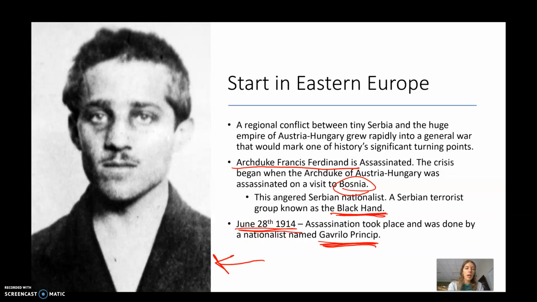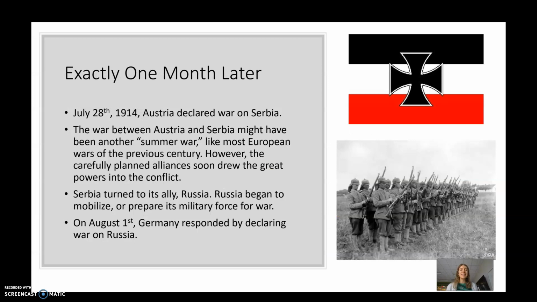So Gavrilo Princip, we kind of see him here on the left with the little tiny mustache there. And he crossed over to Bosnia, assassinated the Archduke of Austria-Hungary, and he was part of a terrorist group called the Black Hand. Now, exactly 1 month later, on July 28th, 1914, Austria declared war on Serbia. Okay, the war between Austria and Serbia might have just been another simple two-country summer war like most European wars of the previous century. However, the carefully planned alliances soon drew the great powers into conflict.